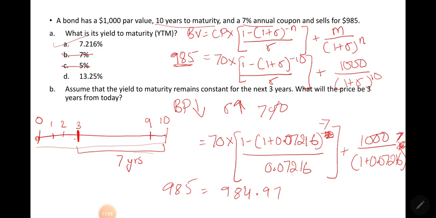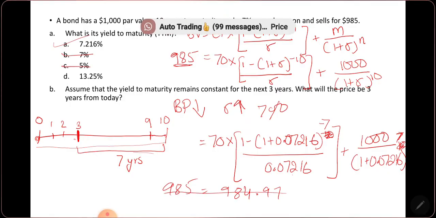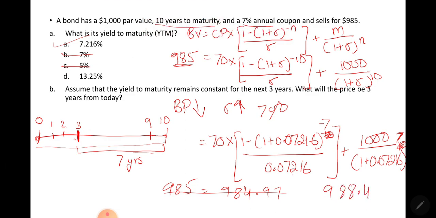So if we solve this now, the answer is coming to 988.44. So this is the bond price 3 years from now. The current bond price is 985 and the bond price 3 years from now is 988.44.